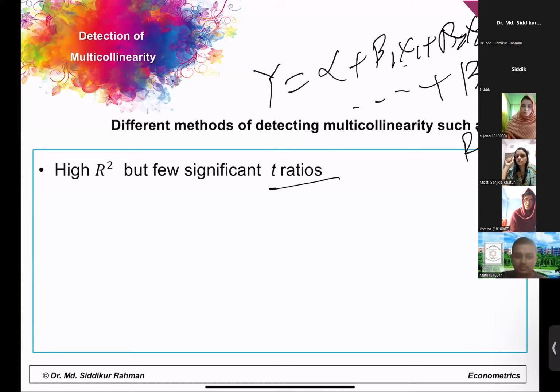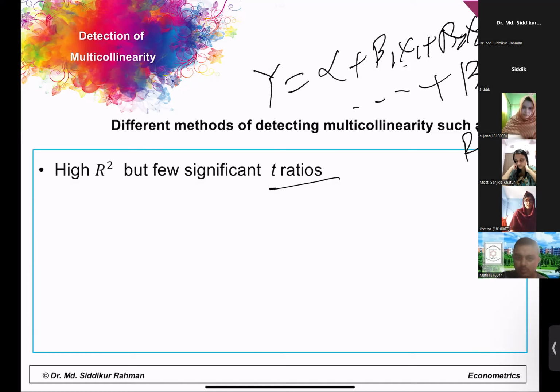Yes, sir. It means you might get a high R square in the regression model. This is good, but the problem is that you might get few significant variables. So what is the logic behind R square? You might get a high R square. What does it mean? It means most of the variables are significant. Isn't it correct? High R square means that your model is well fitted. Why do you say your model is well fitted? Because most of the independent variables can explain the variations in your dependent variable, right?